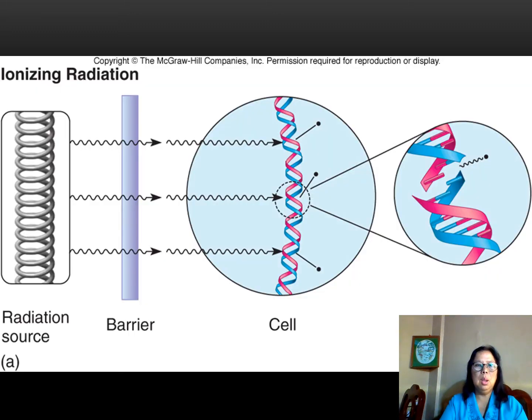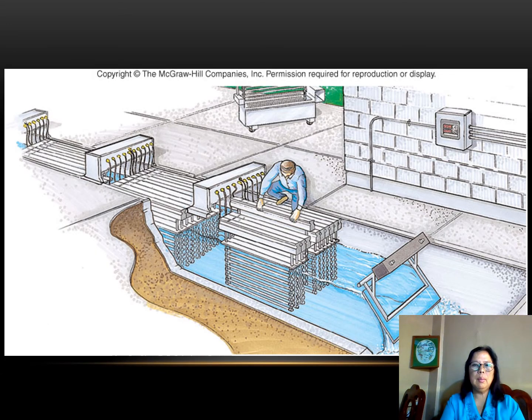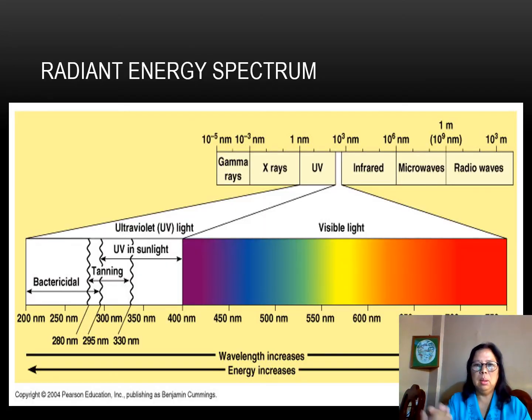So this is how the ionizing radiation works. You have the radiation source. These are the barriers. The barriers serve as preventing some unnecessary exposure, and it directs to the cell itself. So the focus is on the DNA molecule. Okay, this is how water swimming pools were also sterilized.